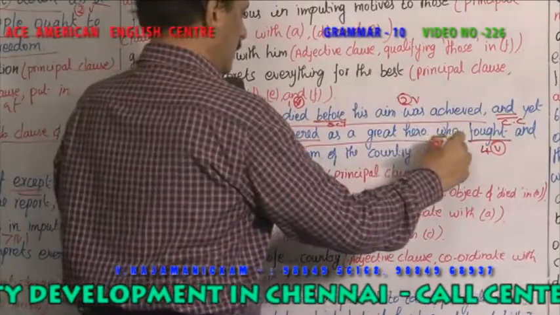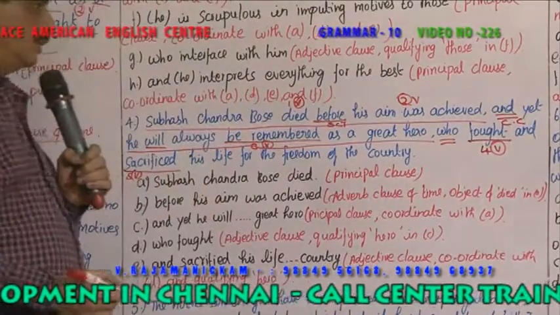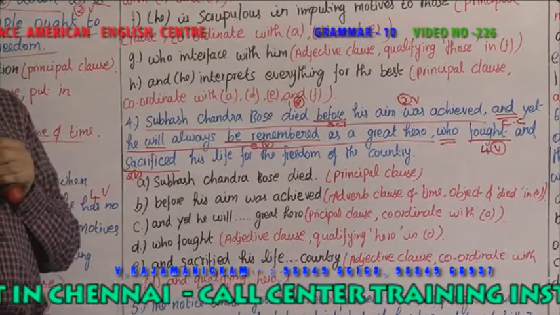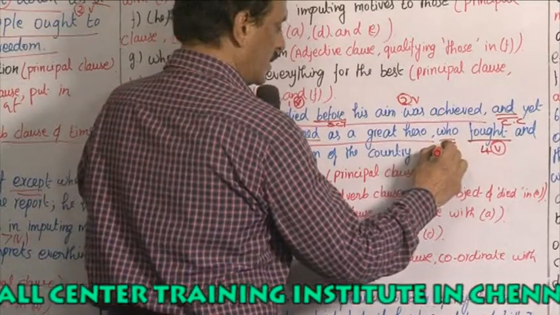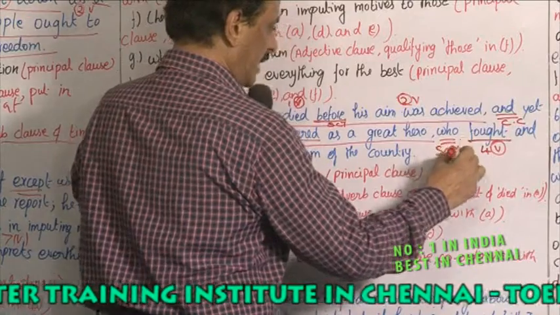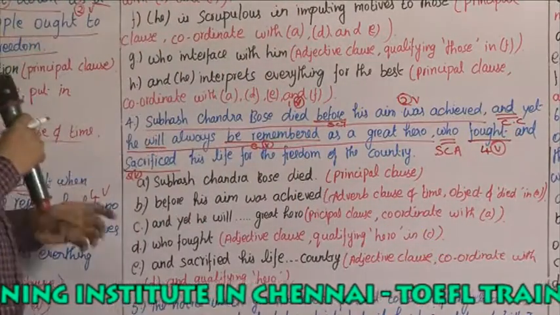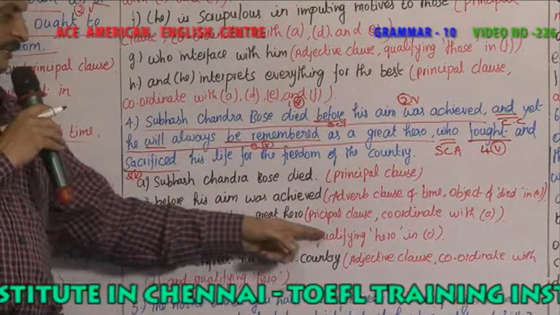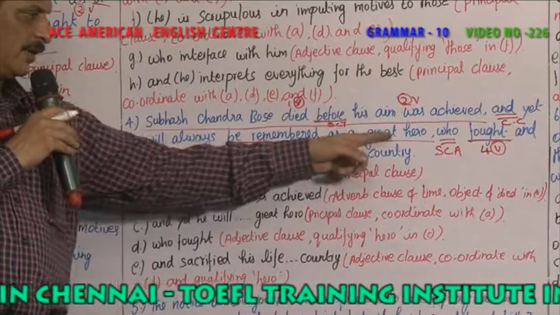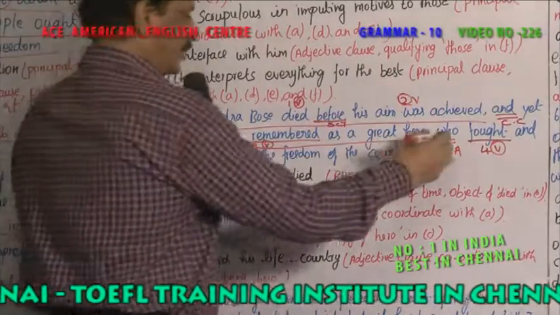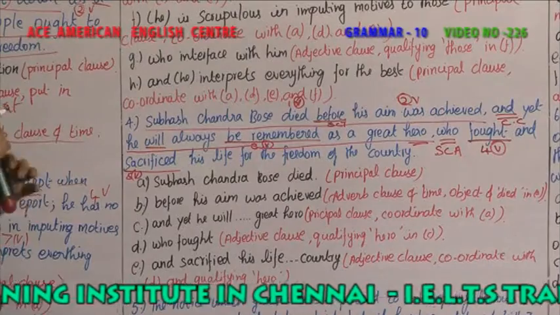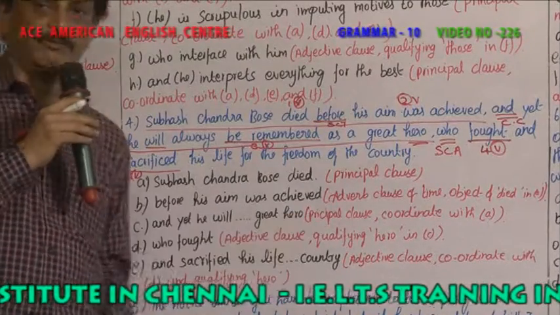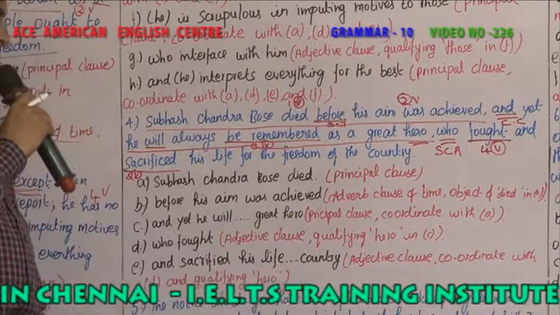Who? This who stands for what? Who stands for Subhash Chandra Bose, right? Agree? So this should be an adjective clause. So the who is a subordinating conjunction, adjective. Who fought? It becomes an adjective clause qualifying the great hero. This who stands for the great hero, and that great hero is Subhash Chandra Bose, who fought. So it is an adjective clause qualifying hero.